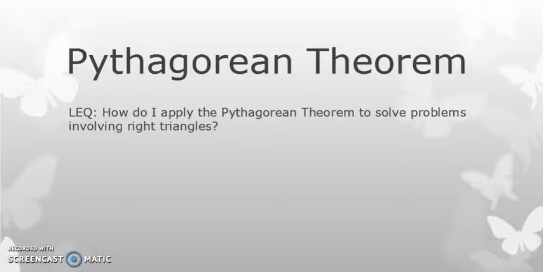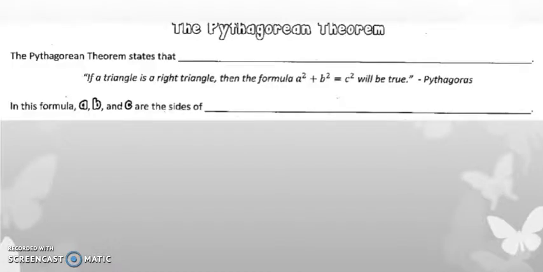The Pythagorean theorem. The Pythagorean theorem states that a squared plus b squared is equal to c squared. The mathematical definition of the Pythagorean theorem is the sum of the squares of the two legs of a right triangle is equal to the square of the hypotenuse.